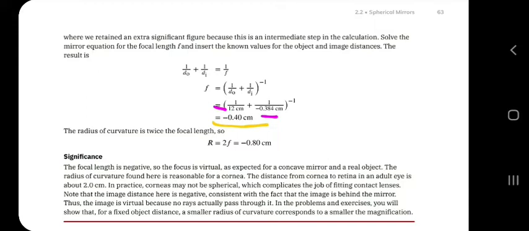Right, as mentioned earlier, the radius of curvature is twice the focal length. So we just multiply it by 2. So r, the radius of curvature, is equal to 2 times the focal length. So negative 0.40 cm times 2, in which we can get this answer: negative 0.80 cm.